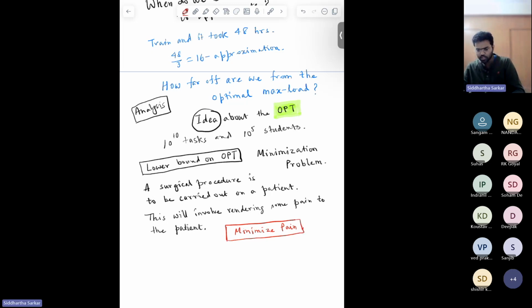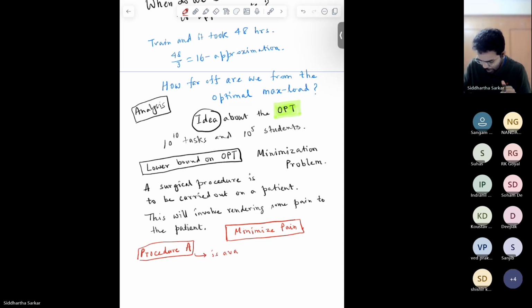So suppose we are in a hospital and some procedure, and when I say procedure, it also includes the equipment available with the hospital. Let us say procedure A is available in this hospital. But then the patient wants to know how much pain it will cause. Maybe the best procedure in the world is not there in this hospital. Maybe the best procedure is procedure OPT.